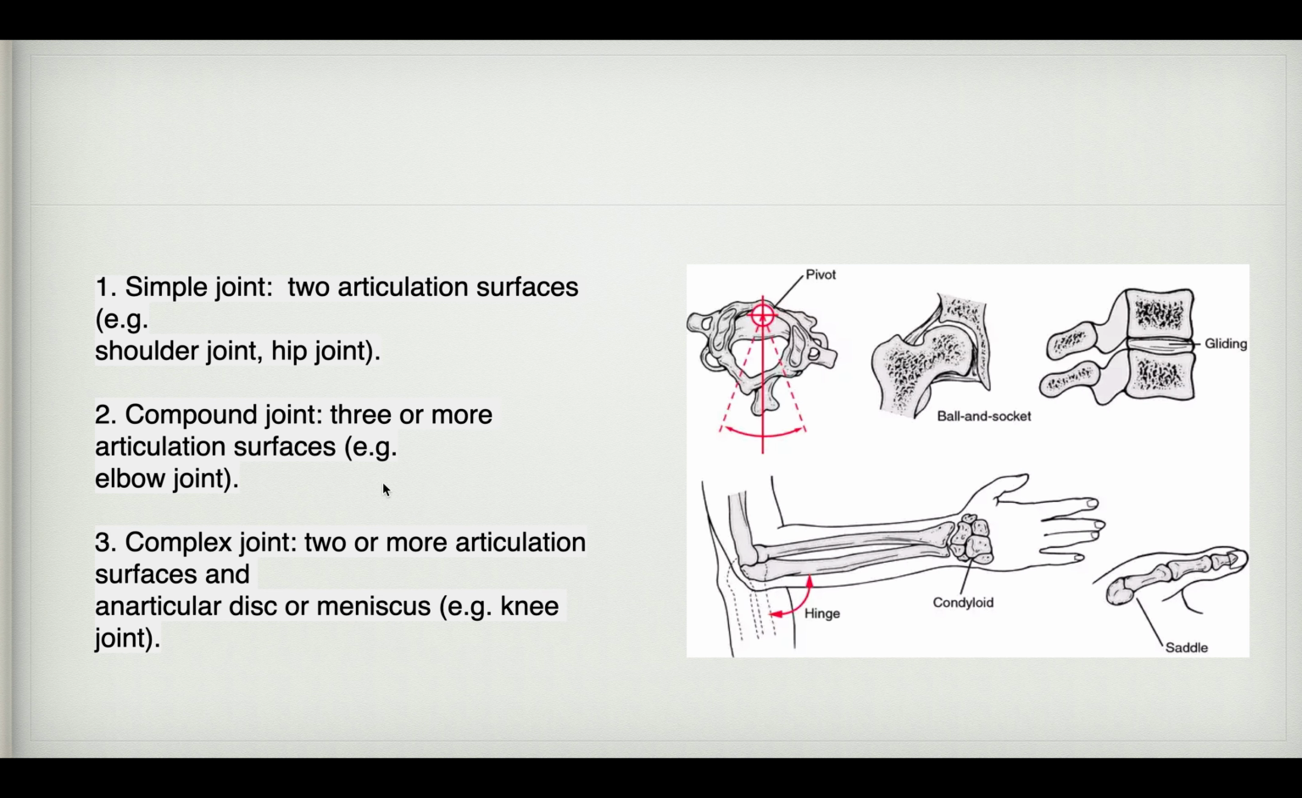So, breaking down the classification, a simple joint has two articulating surfaces, like the shoulder and hip joint. A compound joint has three or more articulating surfaces. The elbow is a compound joint because the radius, the ulna, and the humerus are all playing a role in the joint itself. And a complex joint has two or more articulating surfaces with an intra-articular disc or meniscus, so the knees.